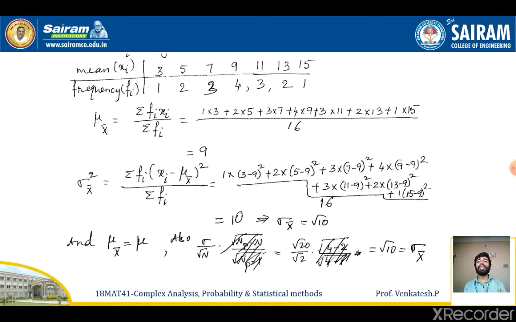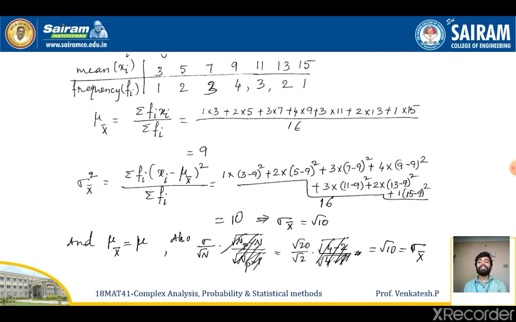Now I want to find mu x bar for this frequency distribution. The formula is summation fi xi divided by summation fi. By summing all the values I get 9. So here we can conclude that the actual mean of the population, 9, is exactly equal to the mean of the sampling distribution, 9. So the first condition is verified.